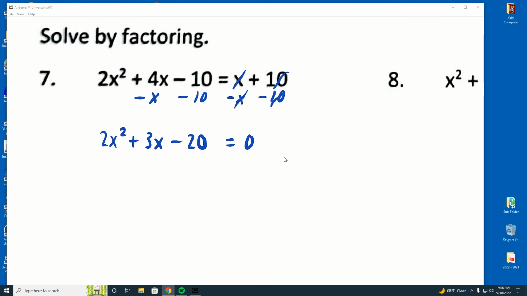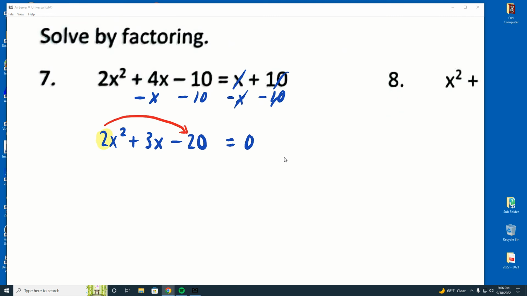So we have a trinomial here. Look at it. There is no greatest common factor. Nothing comes out of 2 and 3, and 20 doesn't have an x. So no greatest common factor. And since my a value is not 1, we said we were going to factor this using the over-under method.